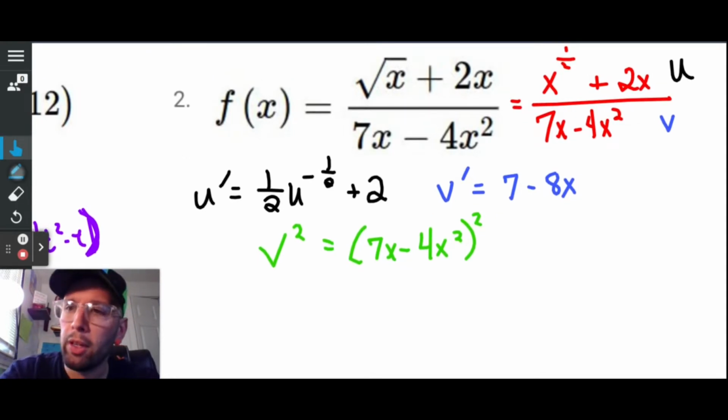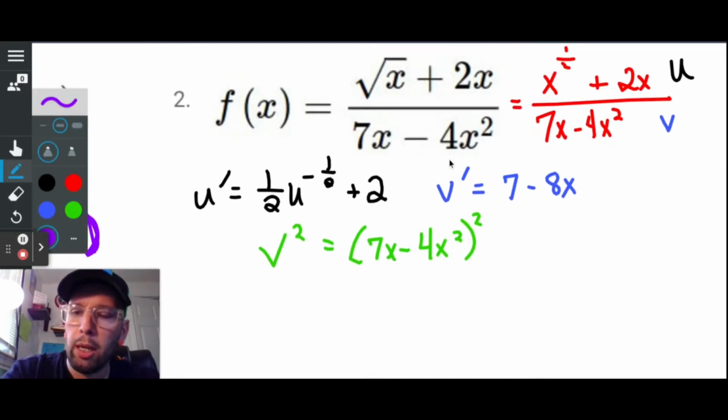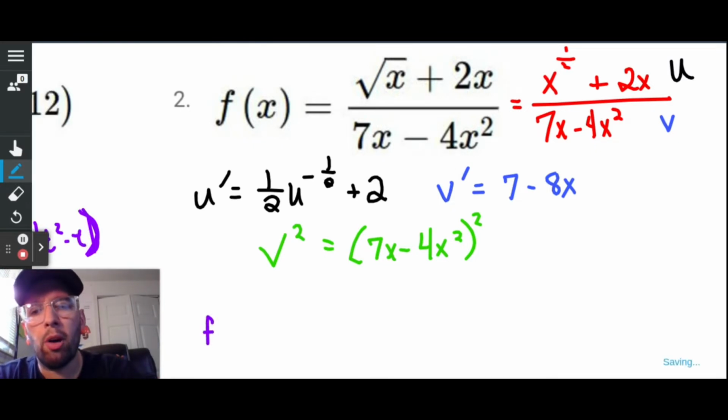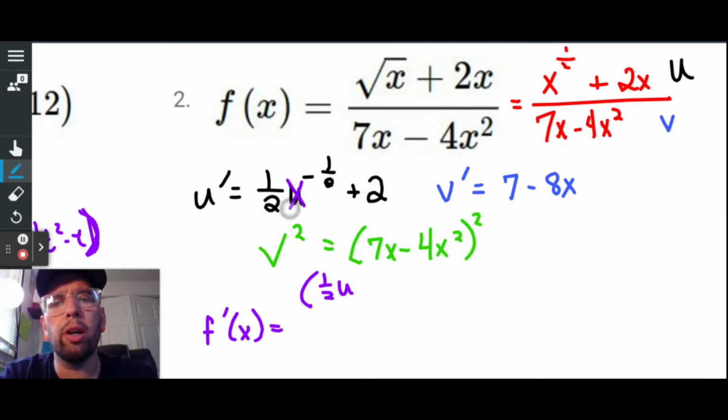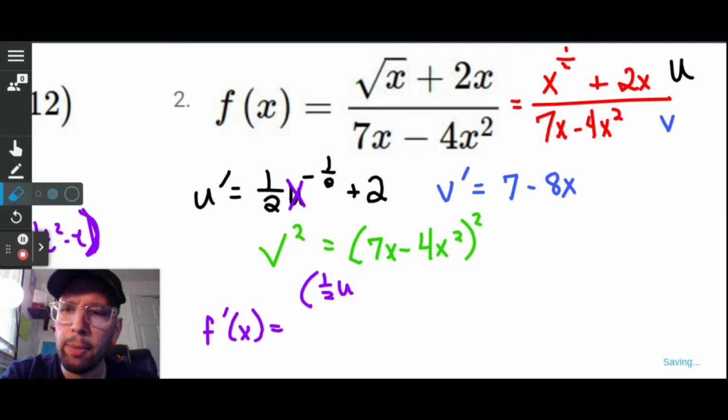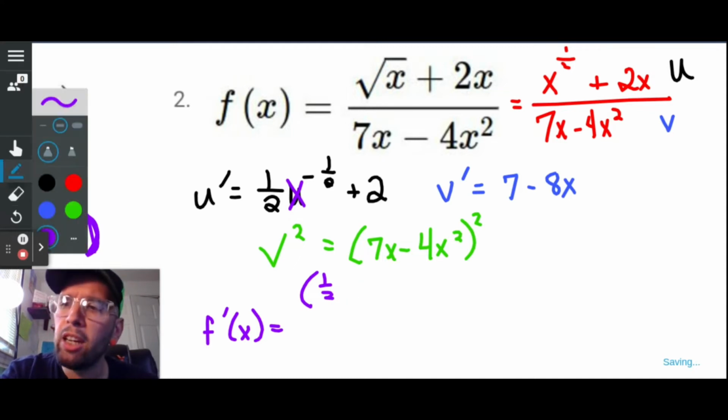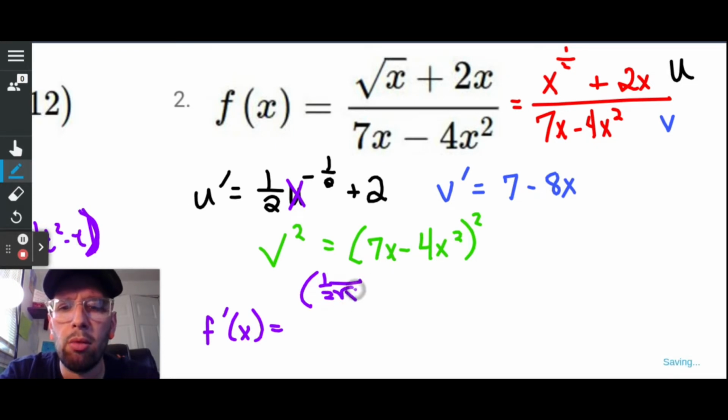So my final derivative, and I'm going to use purple again, is going to be f prime of x equals u prime v. So u prime ended up being there in black. So u prime, 1/2 u to the negative 1/2. And let me, or is it x? It should be x to the negative 1/2. Not sure why I put u there. It should be x to the negative 1/2. And while I'm at it, x to the negative 1/2 is the same thing as 1 over square root of x. So I'm just going to do that. Something that you should be like, oh, yeah, I know. Plus 2, that's u prime.